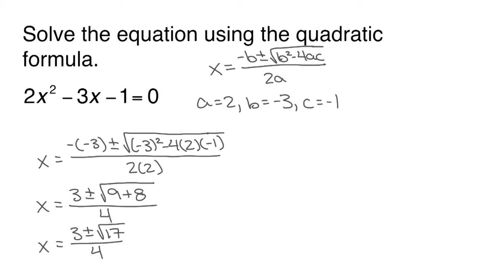So the solution set of the given equation is the set containing 3 minus the square root of 17 all over 4, and 3 plus the square root of 17 all over 4.